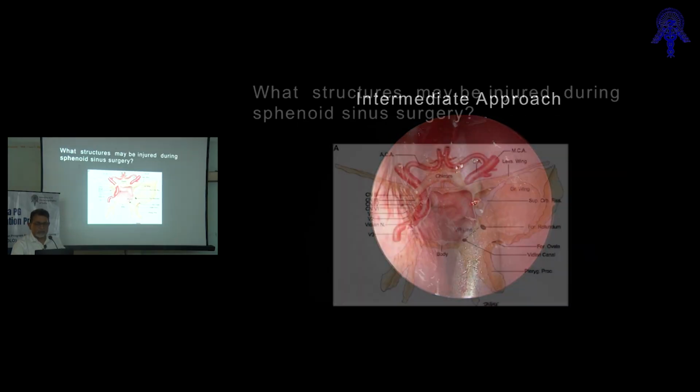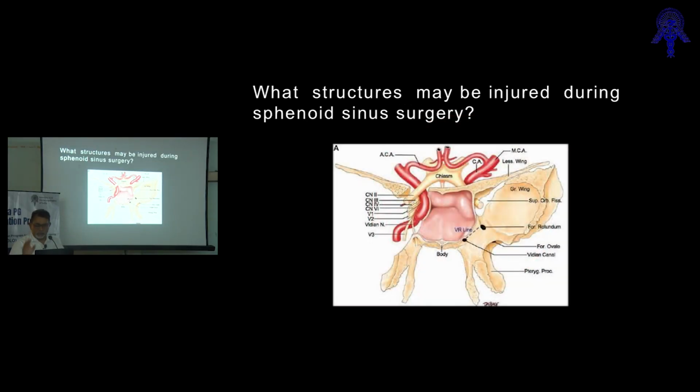sphenoid sinus. What are the structures that may be injured? I have given this picture because there is shortage of time. But can someone delineate what injuries can be caused during sphenoidotomy?